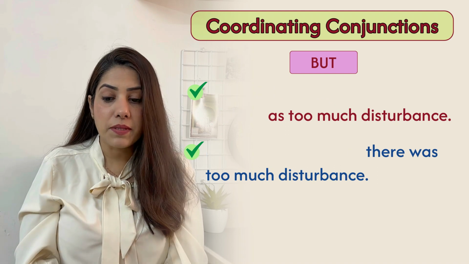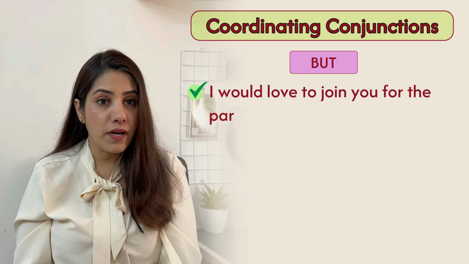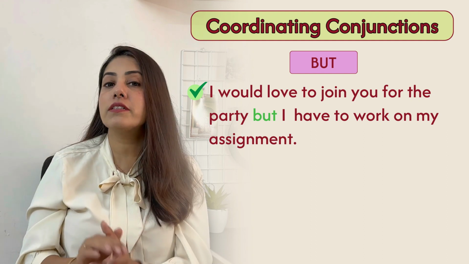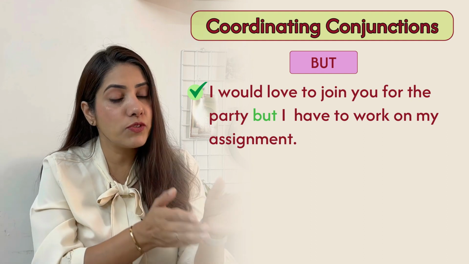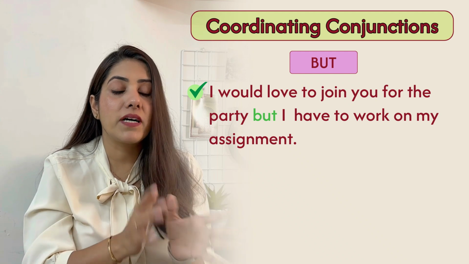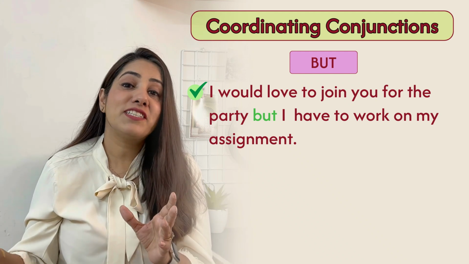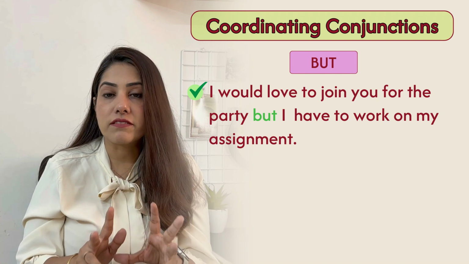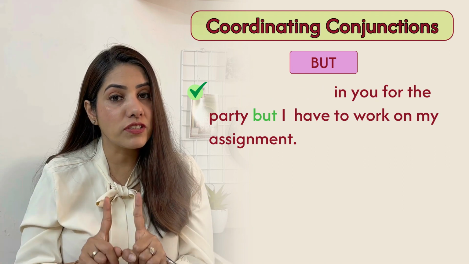Take another example. I would love to join you for the party, but I have to work on my assignment. So here the one idea is that you would love to join the party. And the second idea is that you have to work. So both the ideas are contradictory, joined using the conjunction but.